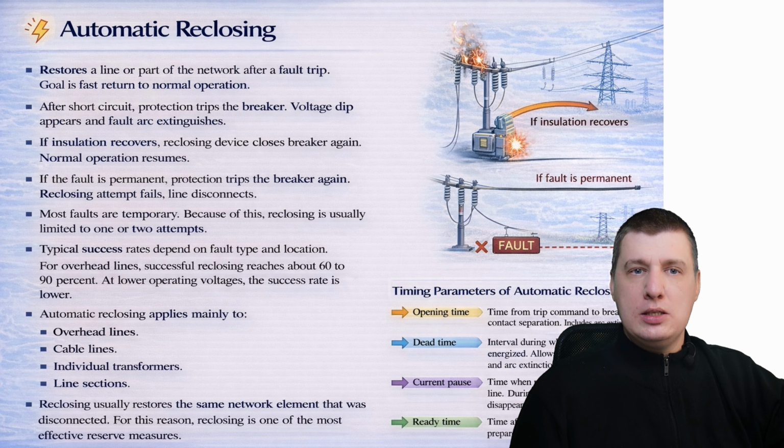Typical success rate depends on the fault type and location. For overhead lines, successful reclosing reaches up to 60 or 90%. At the lower operating voltage, the success rate is lower. Automatic reclosing applies mainly to overhead lines, cable lines, and individual transformers and line sections. Reclosing usually restores the same network elements that were disconnected. For this reason, reclosing is one of the most effective reserve measures.